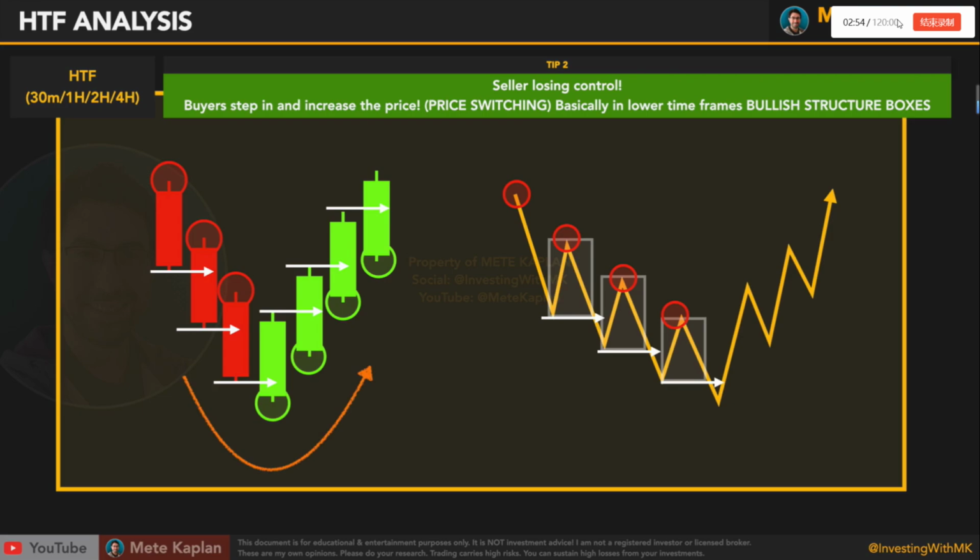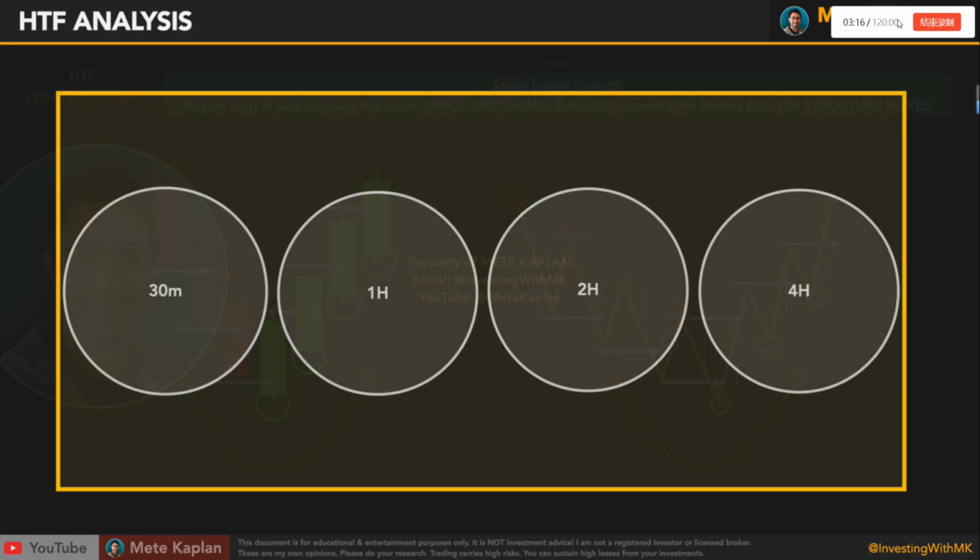In lower time frames, what happens is very simple. Sellers lose the control, buyers take the control back, and you start to see the bullish structure boxes. This is called price switch. Remember this phrase very well. You will need it. Now, this is the secret sauce.